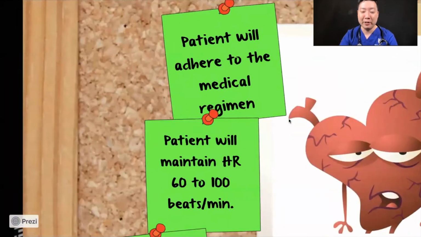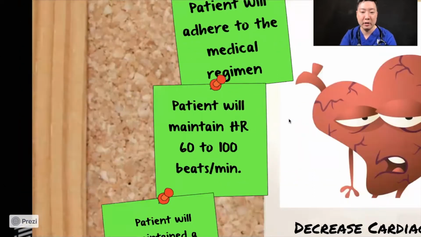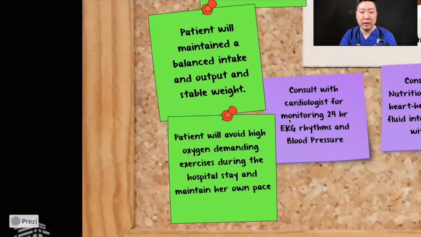Moving on, last but not least, the patient will adhere to the medication regimen, which includes anticoagulants, vasodilators, and statin to treat her underlying diseases. Patient will maintain her heart rate between 60 to 100 beats per minute. She will maintain her balanced intake and output, and she will also monitor her daily weights. She will avoid high oxygen demanding exercises during the hospital stay, and when she discharges, she will maintain her own pace.